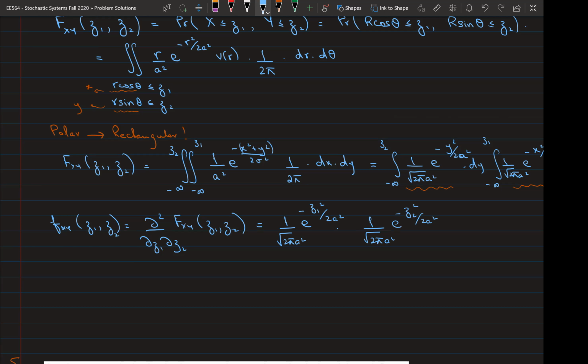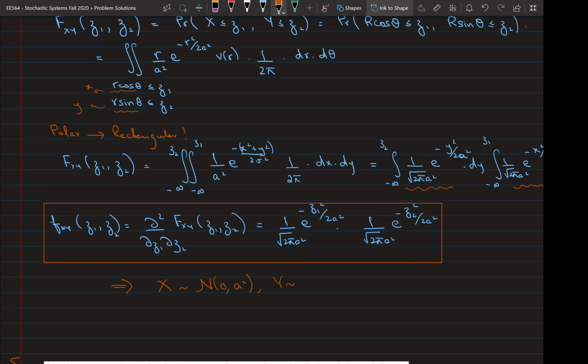And this now is enough to show, this one equation that you see here, which computes the joint PDF of x and y, is enough to conclude the following: that x is Gaussian, which has a zero mean and variance a squared. Similarly, this is enough to conclude that y is also Gaussian, with a zero mean and variance sigma squared. And this is also enough to conclude that x and y are independent. Why? Because their joint PDF is equal to the product of the marginal PDFs.